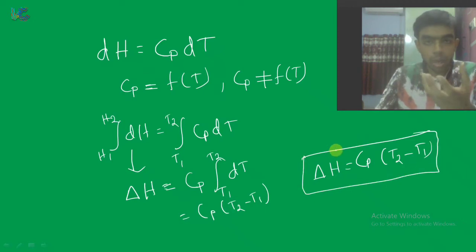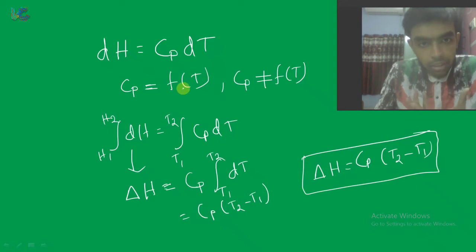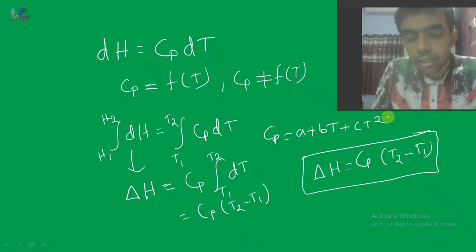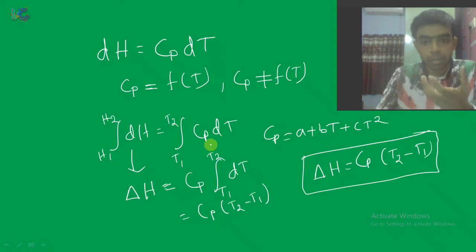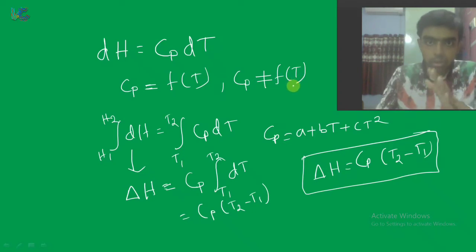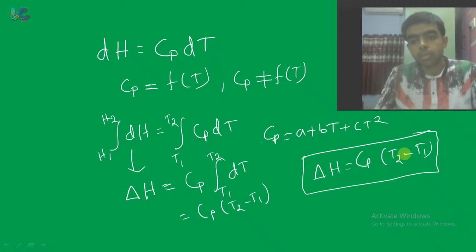Now if Cp is a function of temperature, suppose Cp is equal to A plus BT plus CT square, then you have to put the value of Cp, A plus BT plus CT square, and do the integration accordingly. You cannot put Cp outside the integration sign in that case, because Cp is a function of T. When Cp is not a function of T, you can put Cp outside the integration sign and you will get delta H equal to Cp into T2 minus T1.